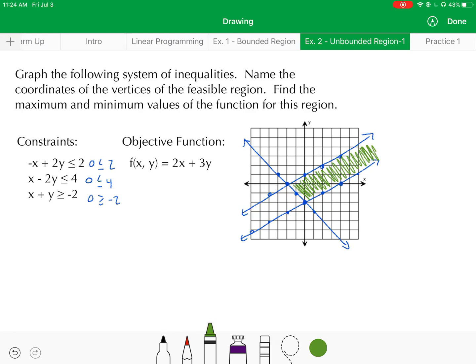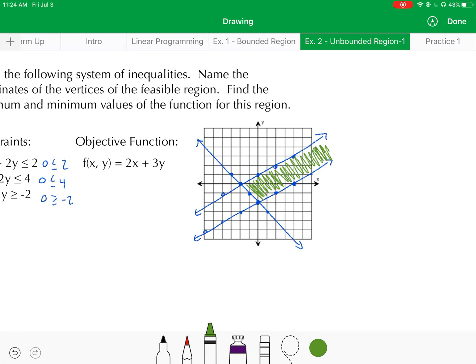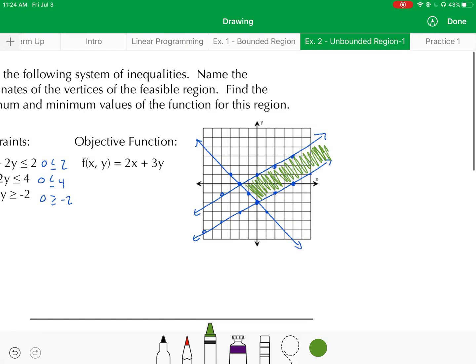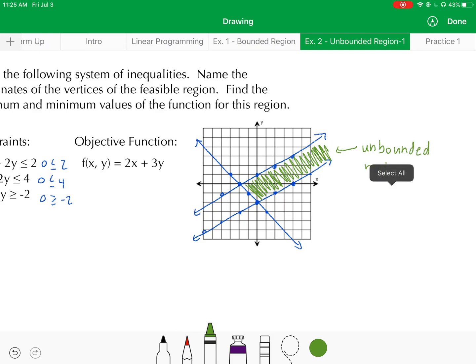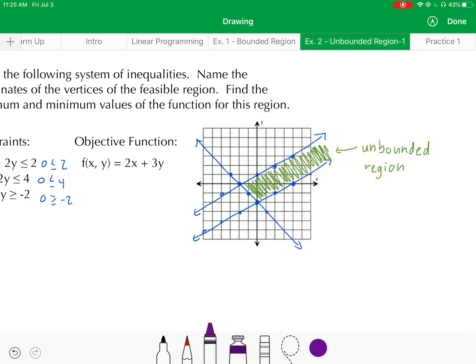And what I want you to notice is that that region is not closed over in the upper right-hand corner there. So we're going to refer to this as an unbounded region, meaning it continues upward and to the right. Based off of that, there are only two vertices to this region.